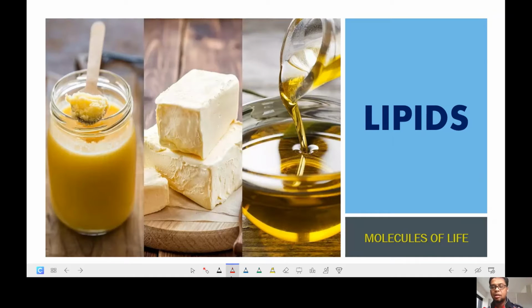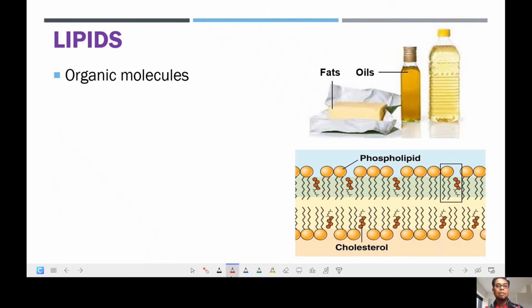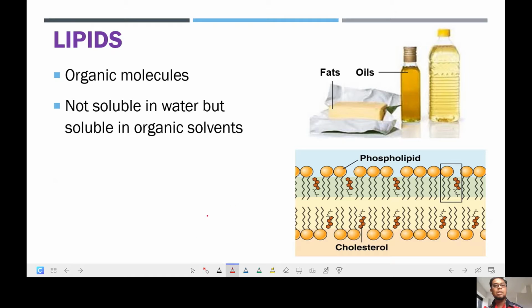For today's lesson, we will look at the lipids, another type of molecules of life. So what are actually lipids? Lipids are also organic molecules that consist of carbon, hydrogen, and oxygen atoms. Basically, the lipids are not soluble in water. However, they are soluble in organic solvents. Examples of organic solvents will be ether, benzene, and acetone.